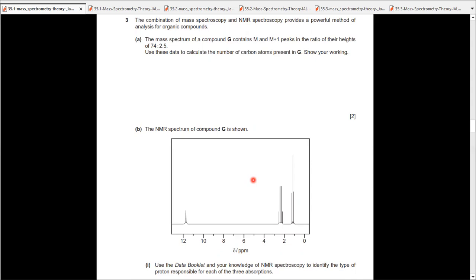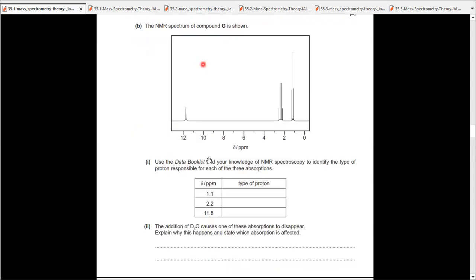The combination of mass spectroscopy and NMR spectroscopy provides a powerful method of analysis for organic compounds. The mass spectrum of a compound G contains M and M+1 peaks in the ratio of their heights of 74:2.5. Use this data to calculate the number of carbon atoms present in G. Show your working. Again, the same formula. This should be easy, right? 3.07. So 3. Very good.